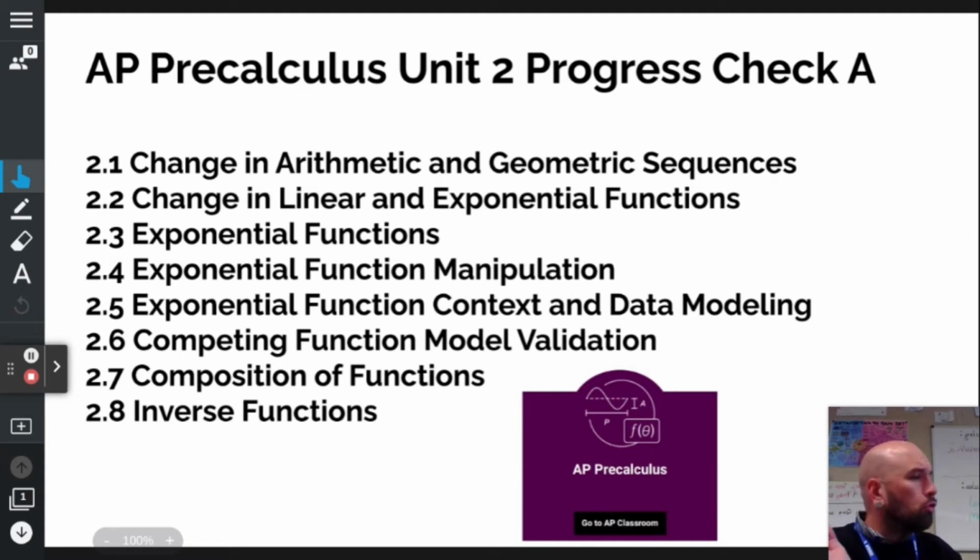Now, this is me just going over a bunch of problems. I'm not reteaching anything. I'm not explaining a ton how to do stuff. If you need to see that, watch some of my reteaching videos.